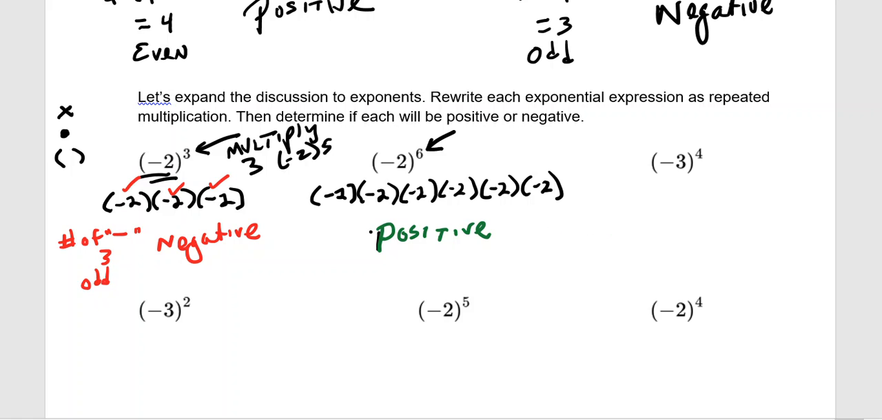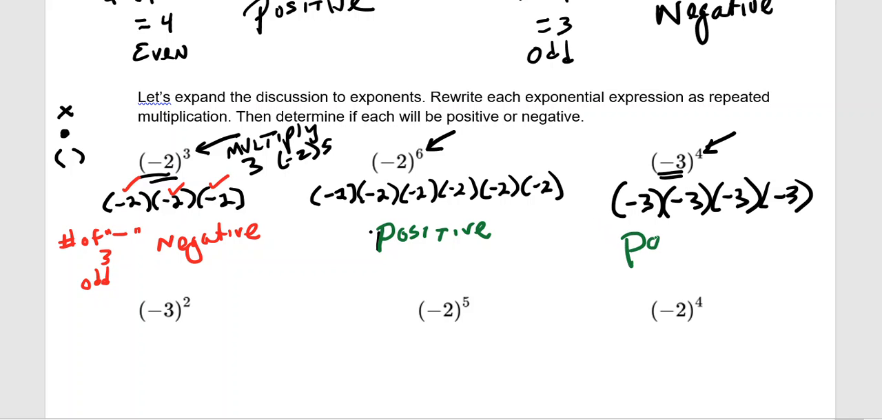Okay, let's do another one. And I'm going to just do the base of negative 3. There's my base. I need to do 4 of those. So there's 1 that I've written, 2, 3, and 1 more, 4. Now let's count up the negatives since we're multiplying. 1, 2, 3, 4. 4 is an even number. An even amount of negatives we discovered from our rule is a positive result.